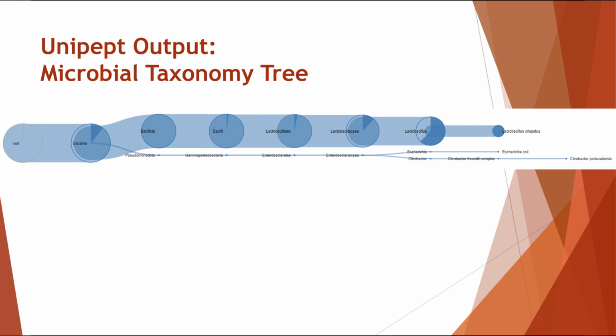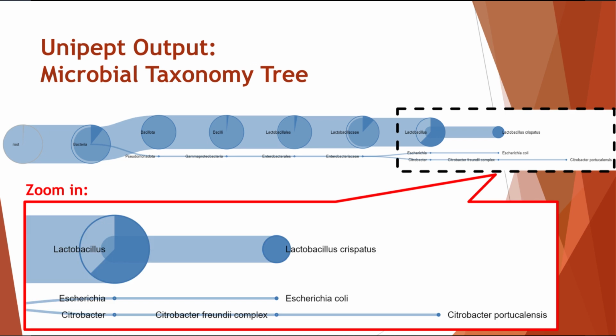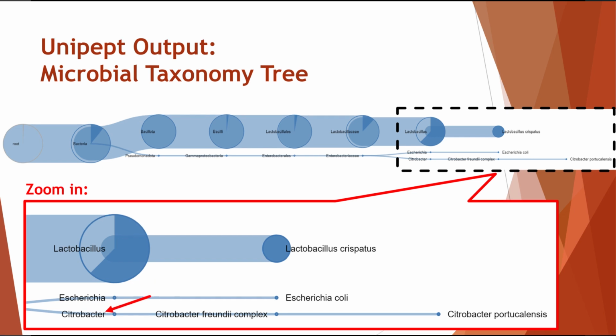In this workflow, Unipept LCA analysis allowed for the assignment of the most likely genus and species whenever possible, as well as functional categories for the 155 quantified microbial peptides. On this slide, you can see that the taxonomy tree depicts the likely taxonomic assignments for each peptide sequence. From our example datasets, we found that Lactobacillus was the most abundant genus, followed by Escherichia and Citrobacter.